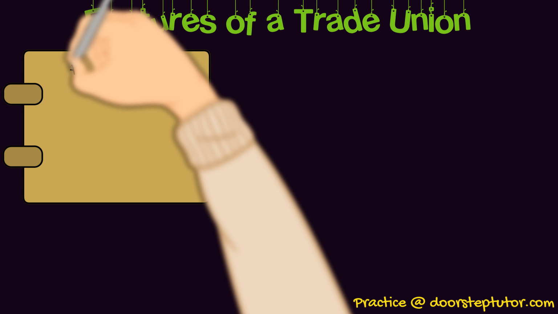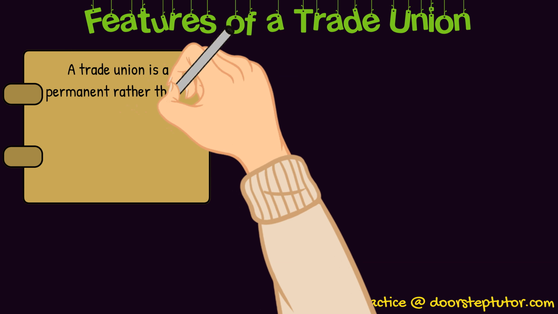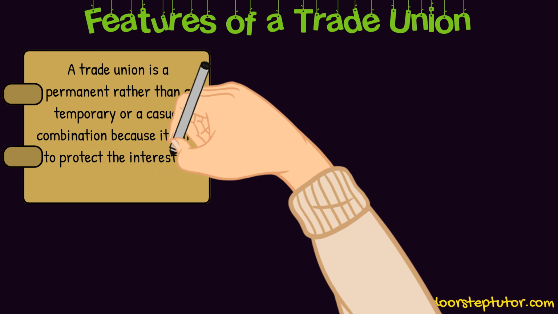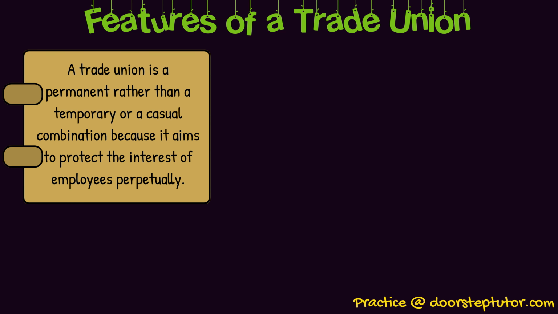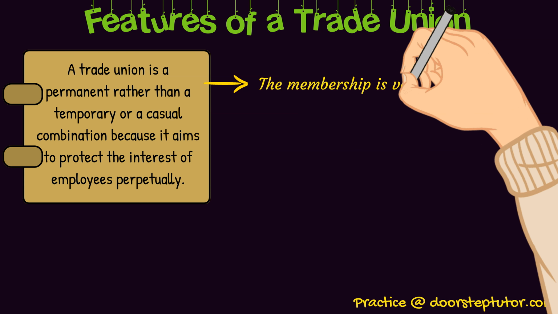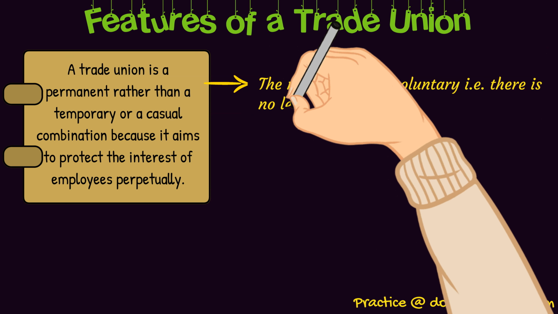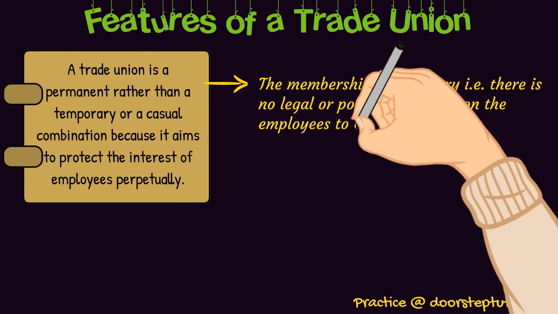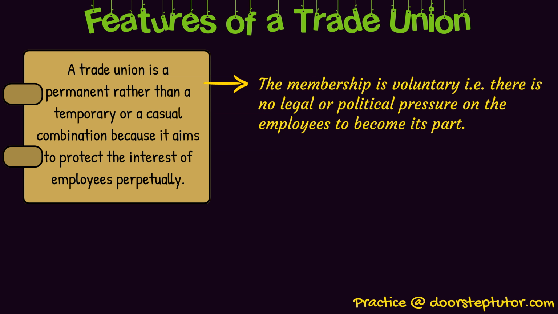A trade union is a permanent rather than a temporary or a casual combination, right? Because it aims to protect the interests of employees perpetually. And the membership is voluntary. That is, there is no legal or political pressure on the employees to become a part of it. It is basically up to them to become a member or not.